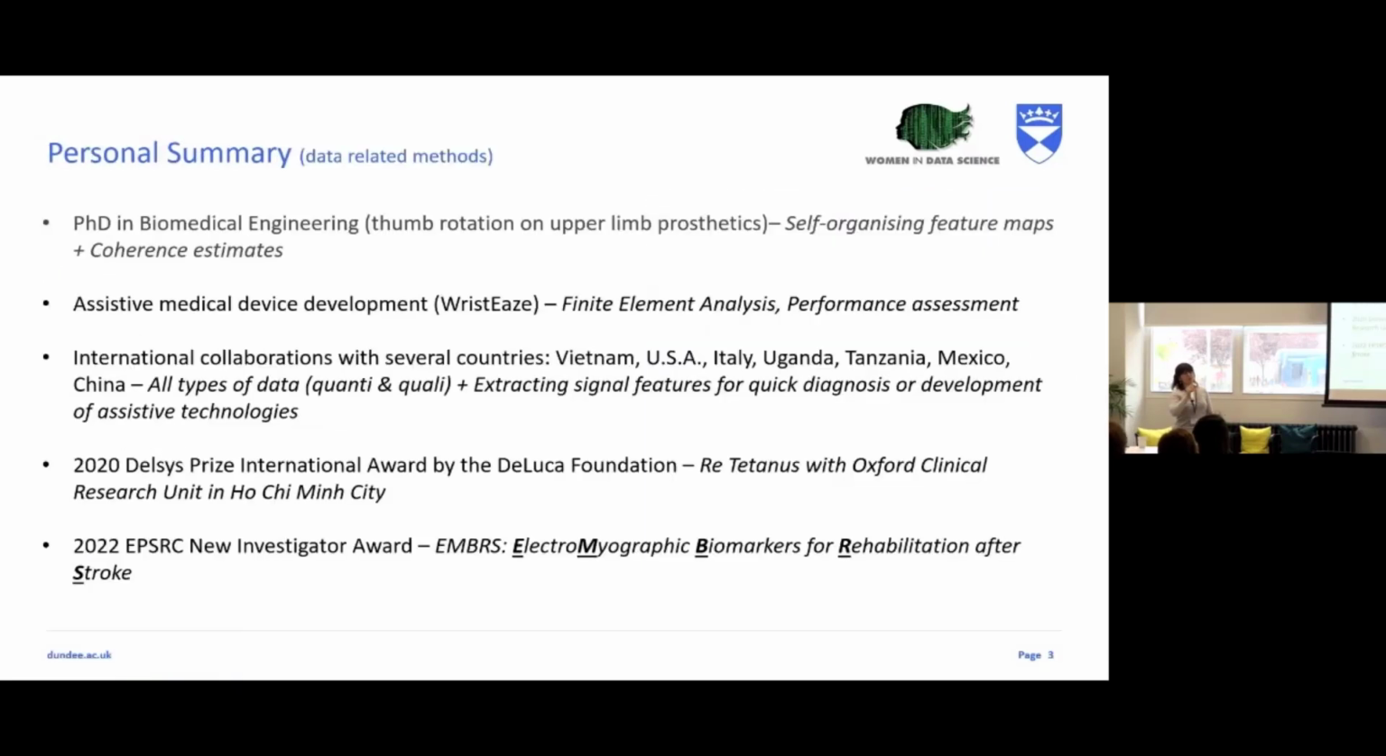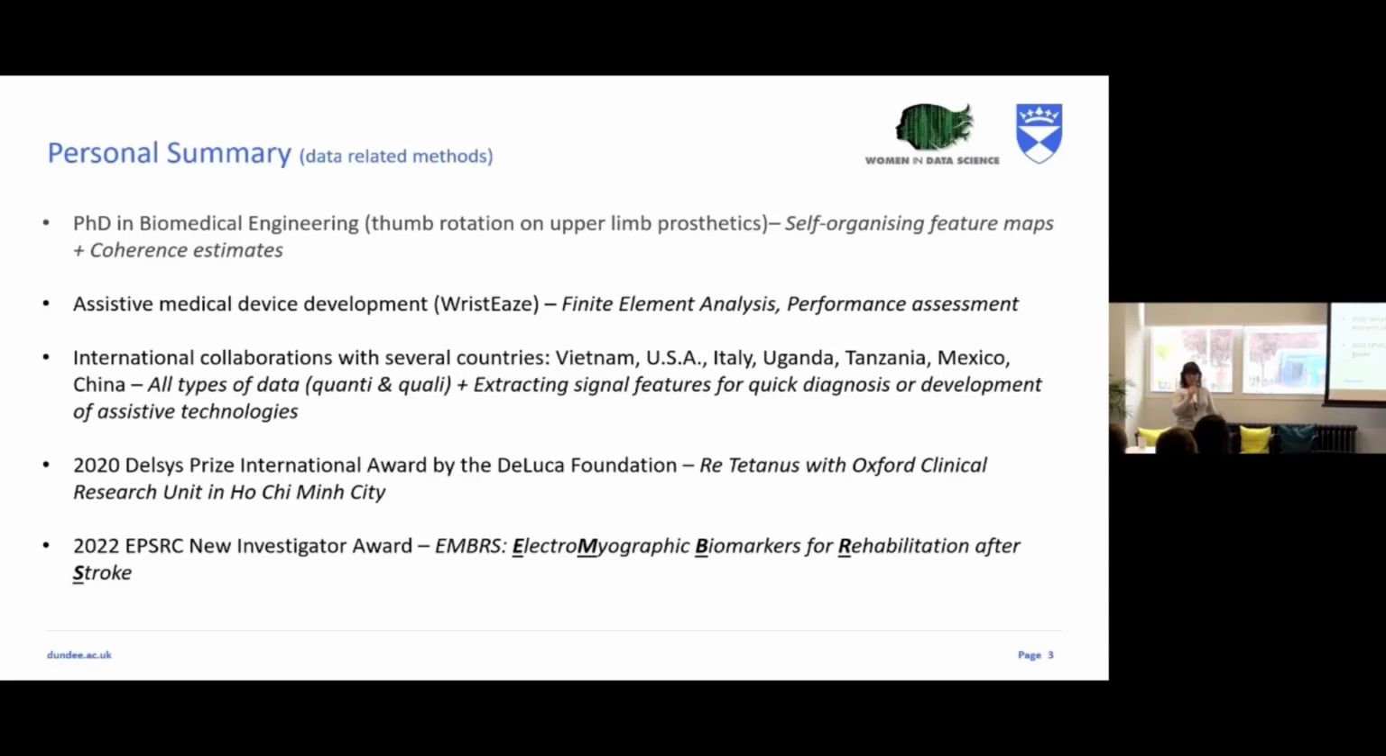Okay, so I did a PhD in biomedical engineering where I tried to understand if we could improve upper limb prosthetics. The way that I did that was I acquired signals from our forearm and tried to see if we could detect when the thumb could rotate, because upper limb prosthetics are great, but their thumb doesn't rotate. And if you have a thumb, you know how important they are. So I used self-organizing feature maps as unsupervised machine learning, and I also did coherence analysis because, just as Anna was saying with EEG signals, EMG signals, which come from our muscles, are very complicated. So you can do it in time and in frequency as well.